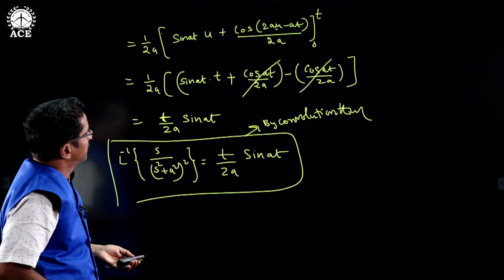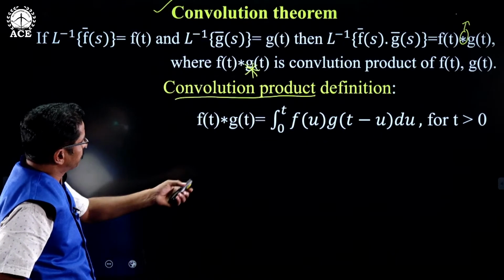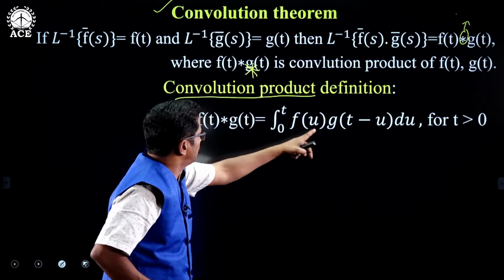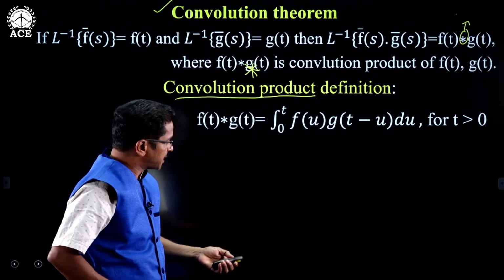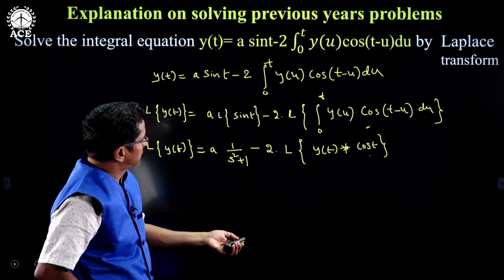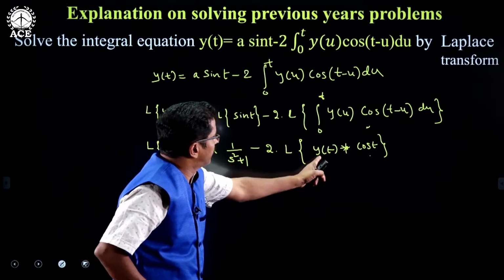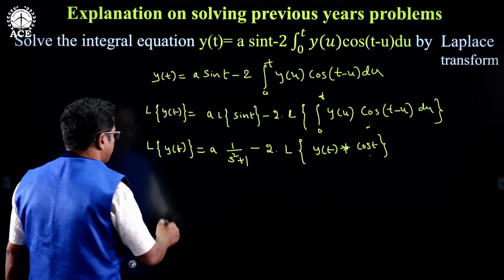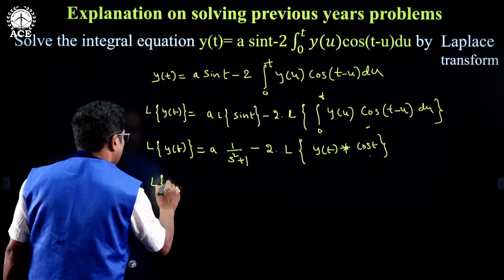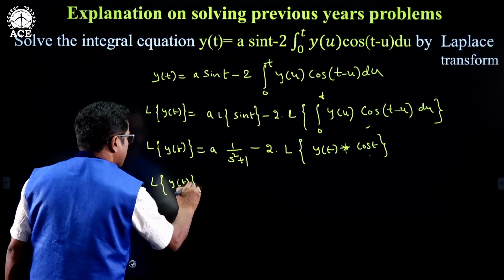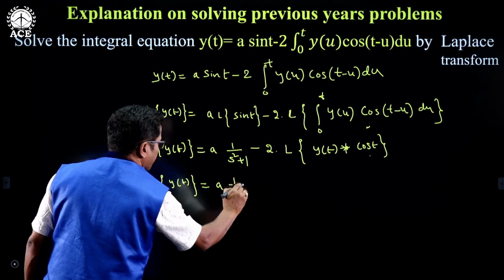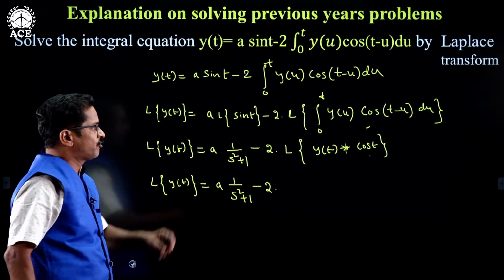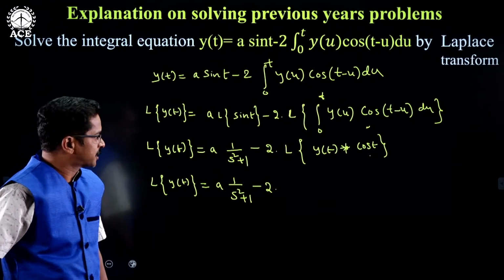See here, convolution product theorem. f of t star g of t means f of u into g of t minus u. In that sense, I am writing this as y of t star g of t. So L of y of t equals a into 1 by s square plus 1 minus 2 L of y of t star g of t, where g of t is cos t.